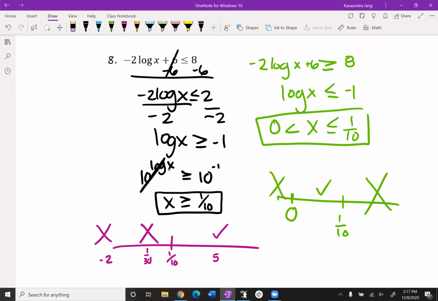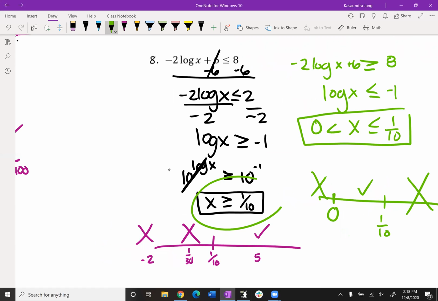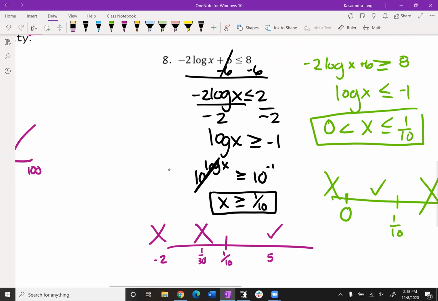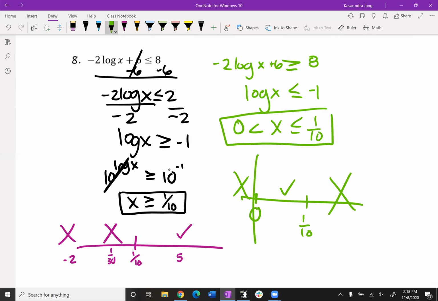Okay, so the original problem said x's are greater than or equal to. I didn't have to chop that off at 0. 0 is down here, so that didn't really mess with it at all. It's just if they made me go less than or equal to the 1/10, I would have to chop that off at the 0. I have to consider the domain of this function.